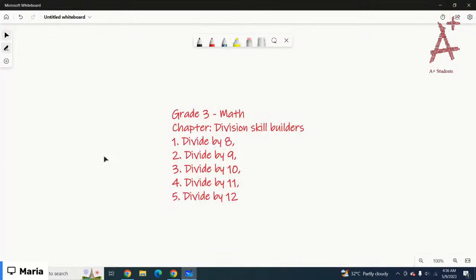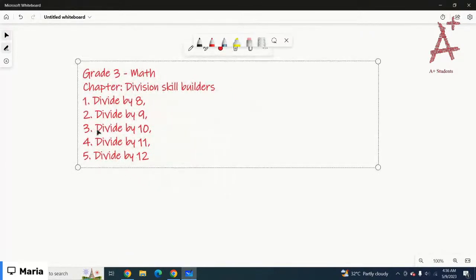Got it? So we are working on grade 3 maths. The chapter we are working on is division skill builders. The lessons we have covered today are divide by 8, divide by 9, divide by 10, divide by 11, and divide by 12. If you have any question, you can ask. So please make sure before the next session you complete all the test questions for the lessons we did today. If you need more help with any of the lessons, you can contact any tutor on Skype. They are available from Monday to Friday, 5 to 9.